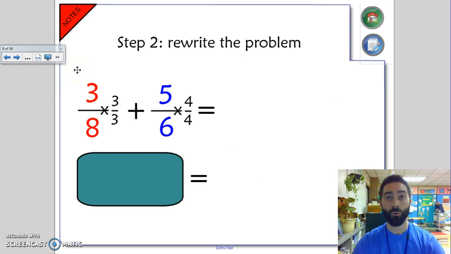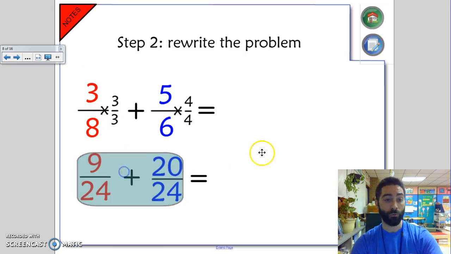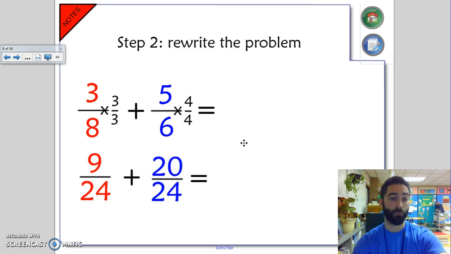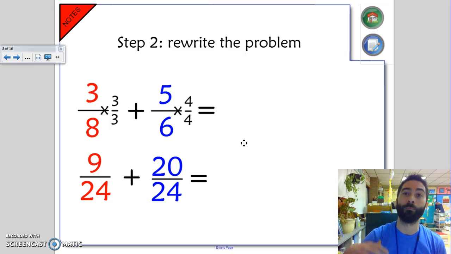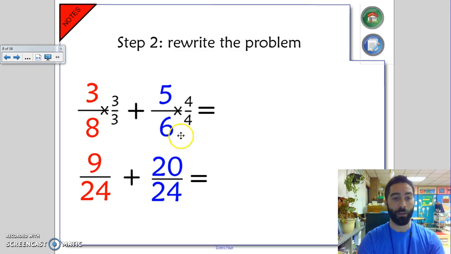So step 2, rewrite the problem. So from 3/8 plus 5/6 to now 9/24, because 3/8 times 3 over 3 is now 3 times 3 is 9, and 8 times 3 is 24. And then the same thing with 5/6. 5/6 would be 5 times 4 is 20, and 6 times 4 is 24. So we rewrite our equivalent fractions. Now, both of these fractions changed into equivalent fractions because both the denominators needed to change. And so therefore, I got 24 as my least common denominator.